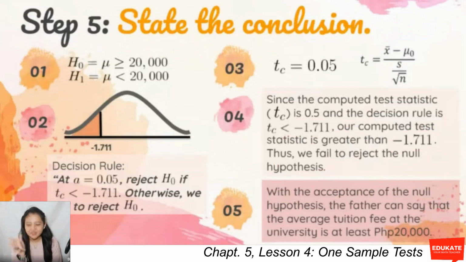So, for step 5, we state the conclusion. Our conclusion would be with the acceptance of the null hypothesis, because we fail to reject the null hypothesis. That means we accept. The father can say that the average tuition fee at the university per semester is at least 20,000 pesos.